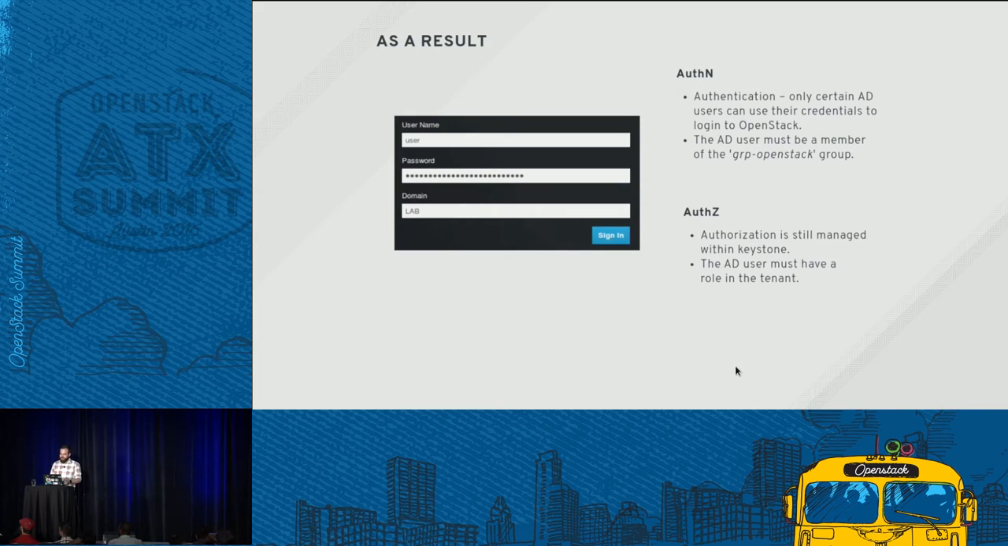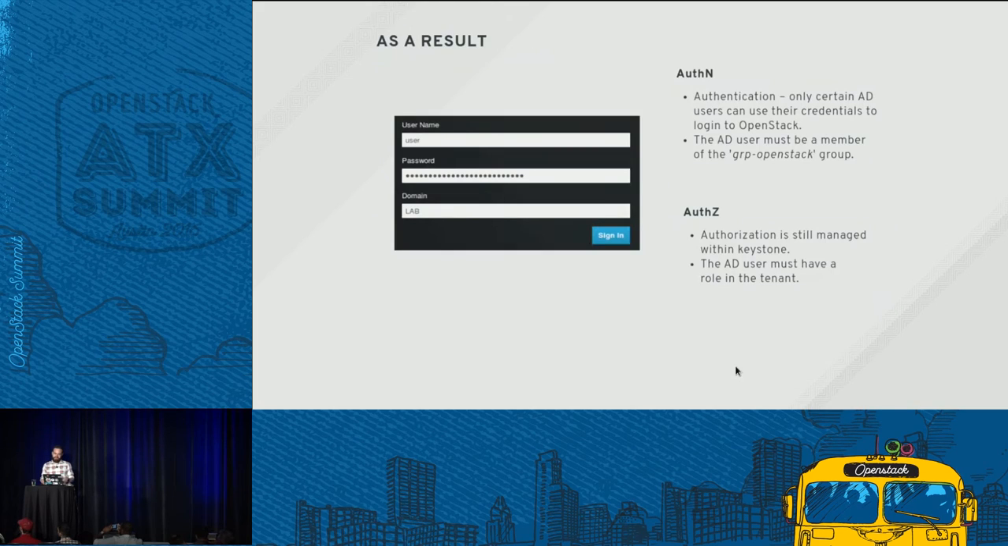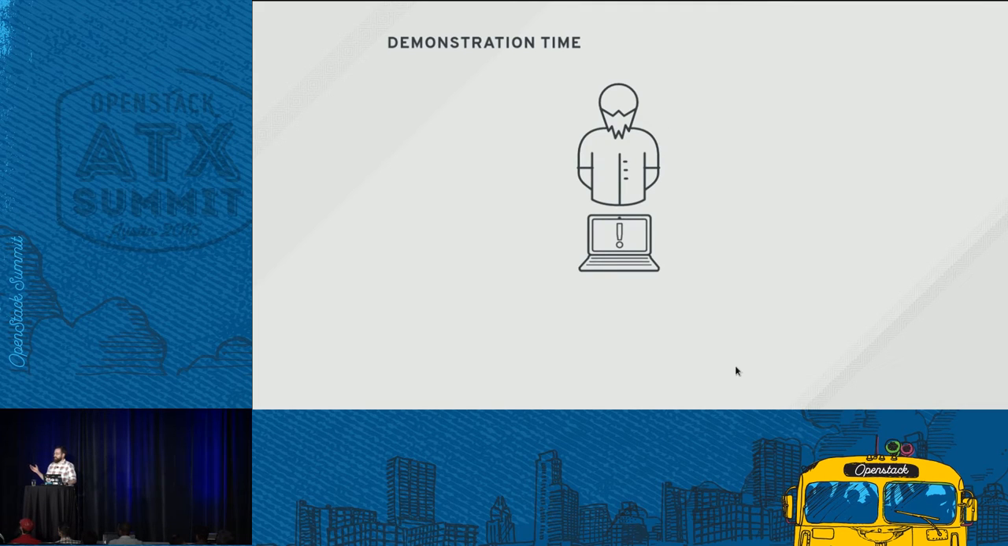So as a result of all these changes, authentication is going to be limited to just certain users in the GRP OpenStack group. They need to be members of that group, of course, and the crucial authorization, what I just demonstrated over here, is still managed by your OpenStack admins. By example, they need to be explicitly added to a tenant. I'll demonstrate all of that now.